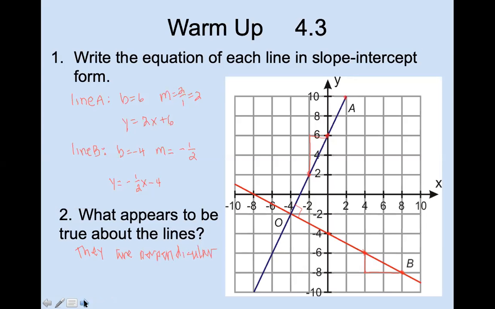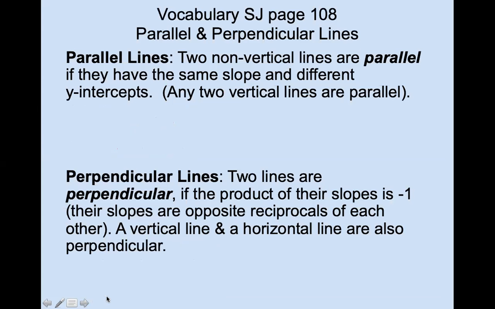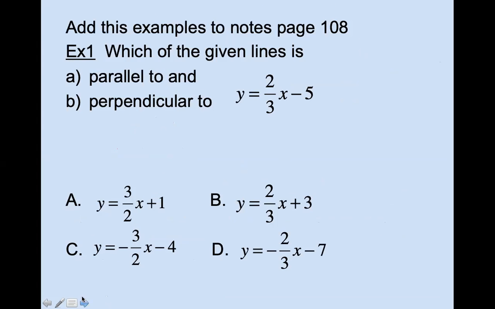It's some vocabulary. So again, pause the video and jot this down into your student journal. All right, so notice that in order for lines to be parallel, they need to have the same slope. In order for lines to be perpendicular, it says the product of their slopes is -1, or their slopes are opposite reciprocals of each other. All right, so please add this to your notes section on page 108.